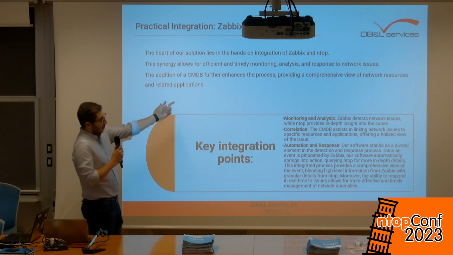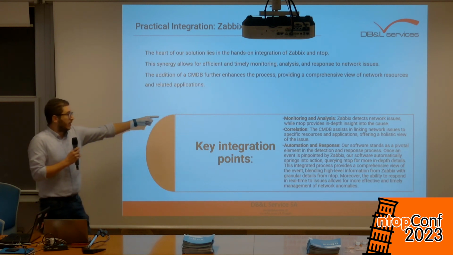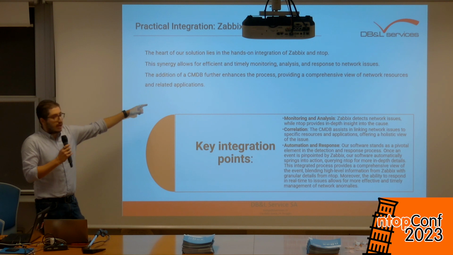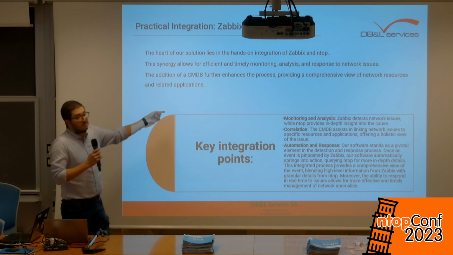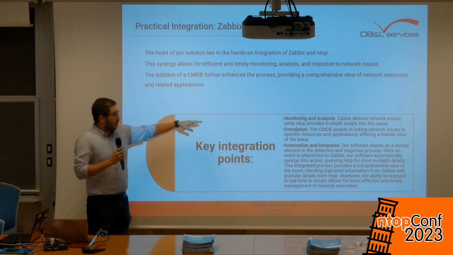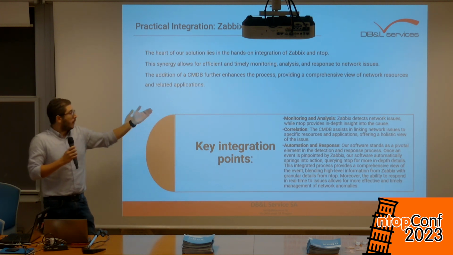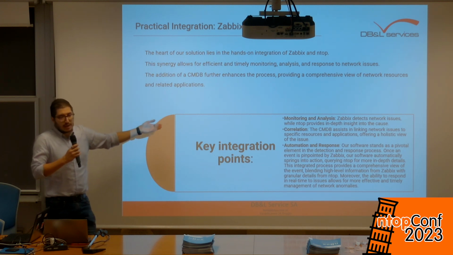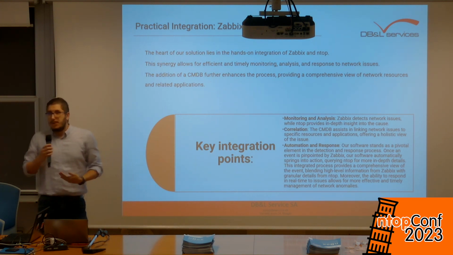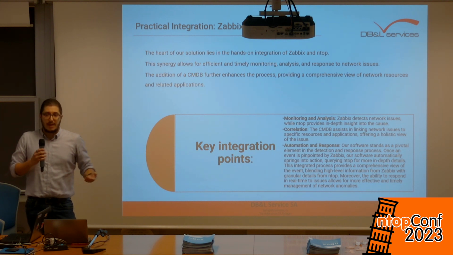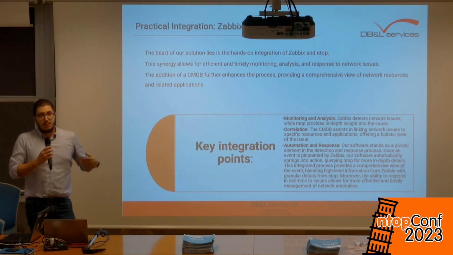So here, the integration points: monitoring and analysis. Zabbix is very useful to detect network issues, and ntop to have deep down information. So very good by themselves. How can we make them work together? Correlation between the two elements and the CMDB helps us offer a holistic view of the problem, and automation and response. This has to be fully automated, because the more time you spend in a problem analysis, in troubleshooting, the more time you are wasting for the resolution.